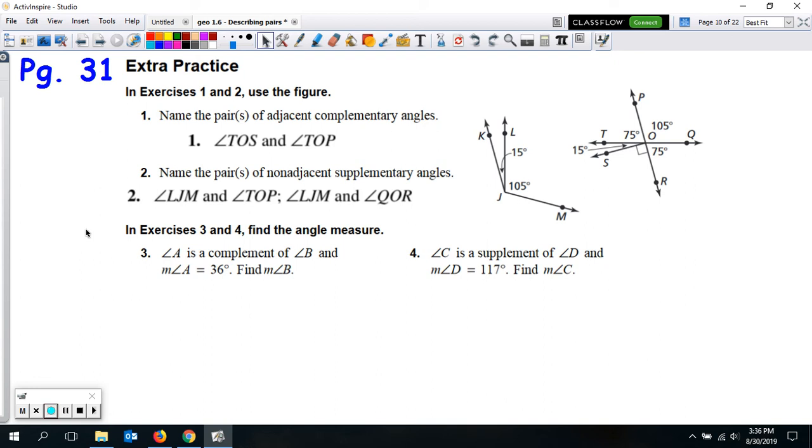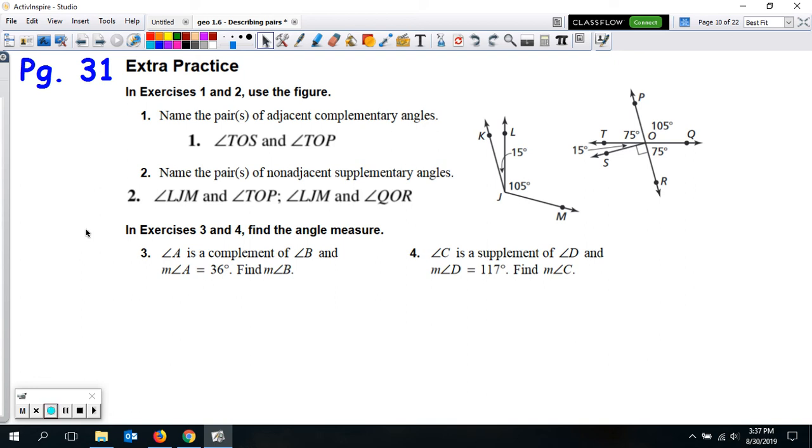Then for number 3 and 4, it does say find the measure of the angle. So 3 says the angle A is a complement of B, and the measure of angle A is 36 degrees. Find the measure of B. 4 says that C is a supplement of D, and measure of D is 117. Find the measure of angle C. So I'm going to have you try these on your own, just like I was showing you earlier. Just go ahead and subtract from 90 or 180, depending on which one it says, and that should give you your answer. Go ahead and pause the video, do 3 and 4, and then play it again to see if you're correct.